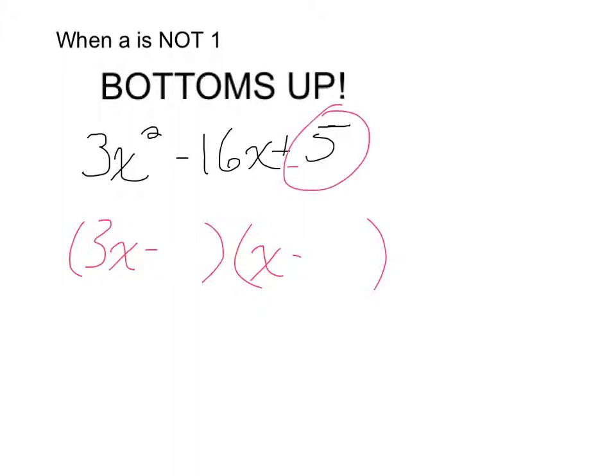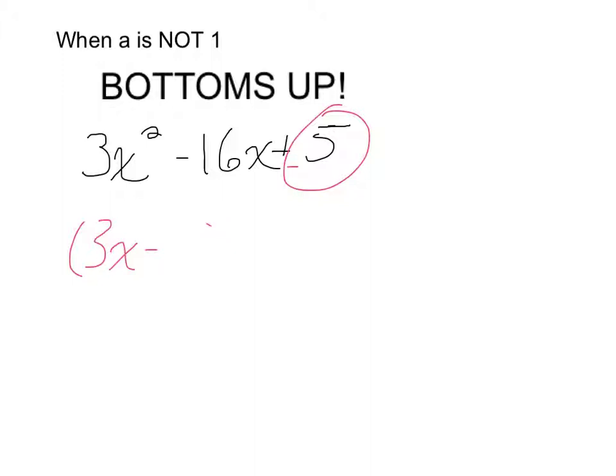And 5 only has factors of 5 and 1, so there's really only 2 things to try, but it can get a lot more complicated. So there is another method that will give you the right answer, which I'm going to go through now. If guess and check works for you, it's fine to do it that way.